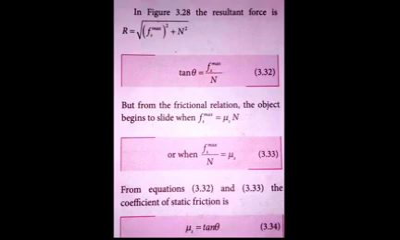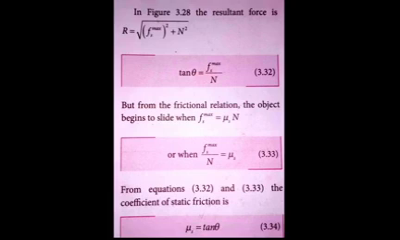Also, we find the angle. For the triangle we are going to find tan theta. We know tan theta is the opposite side by the adjacent side. Here the opposite side is f_s maximum, that is the frictional force, and the adjacent side is the normal force. Substituting the values, tan theta is equal to f_s maximum divided by N.